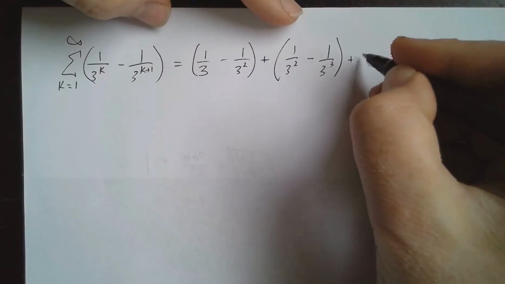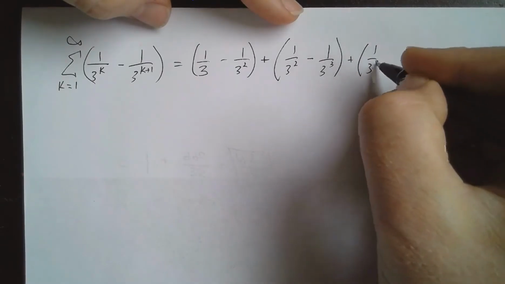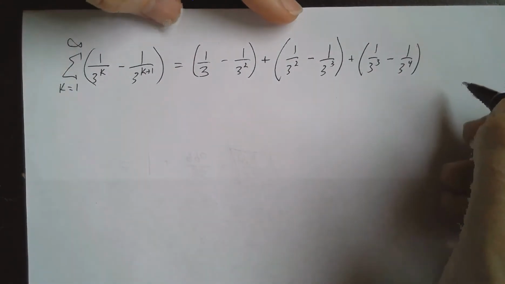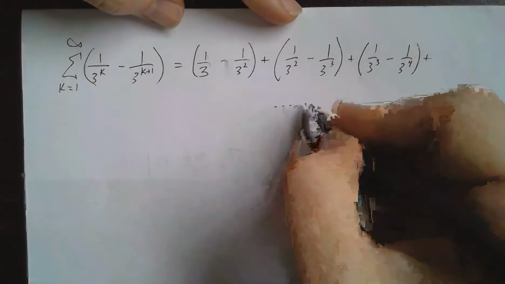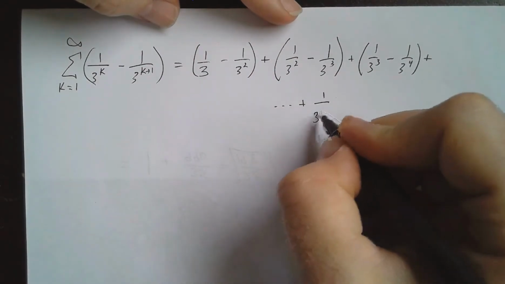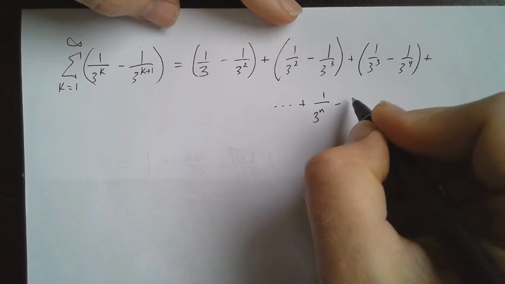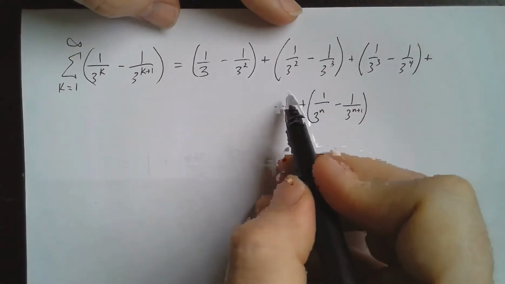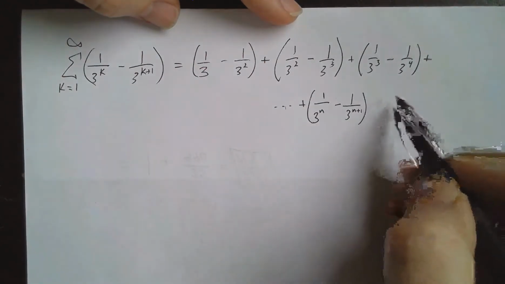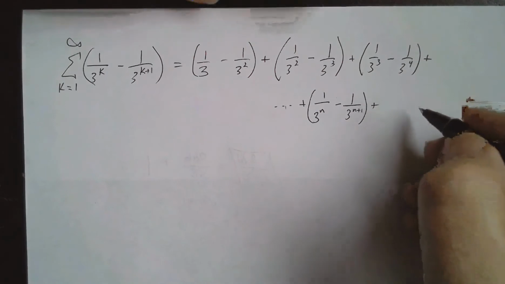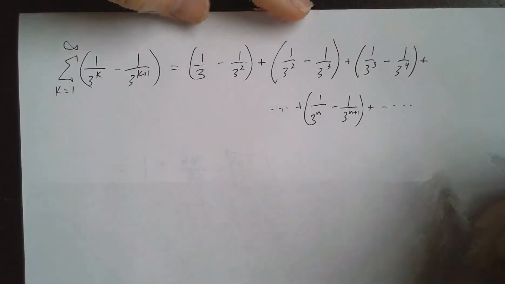Then I'm going to have plus, it'll be 1 over 3 cubed minus 1 over 3 to the 4th. And this will continue on again forever. So it'll be plus dot dot dot plus, eventually I'll get to 1 over 3 to the power of n minus 1 over 3 to the power of n plus 1. Over here you'll have a 1 over 3 to the n. Over here you'll have a 1 over 3 to the n plus 1. Those will be alternating signs, such that it continues on forever.